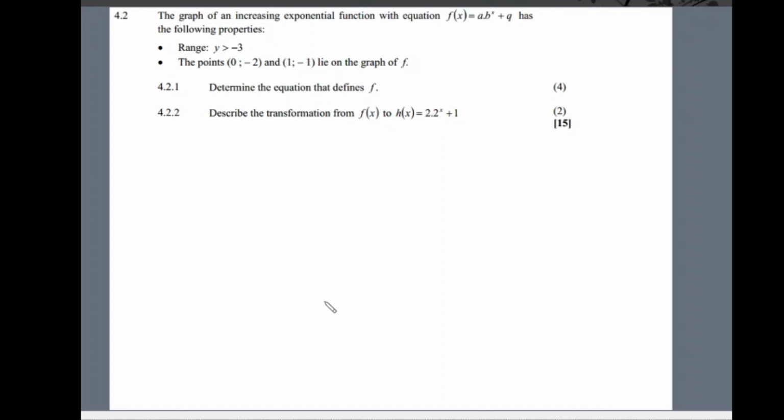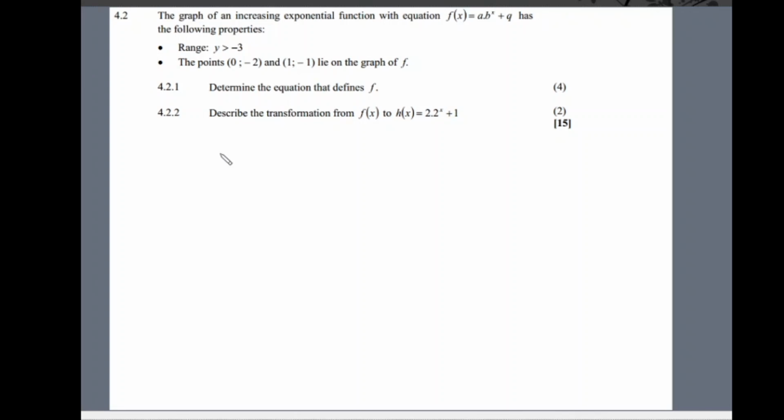Hello everyone. So in this video we are going to discuss the solutions to the questions I sent. So here we have 4.2 says the graph of an increasing exponential function with equation f of x is equals to a b to the power x plus q has the following properties. The range is y greater than -3, and then we also have these 2 points that lie on the graph of f, right? So now they want us to determine the equation that defines f.